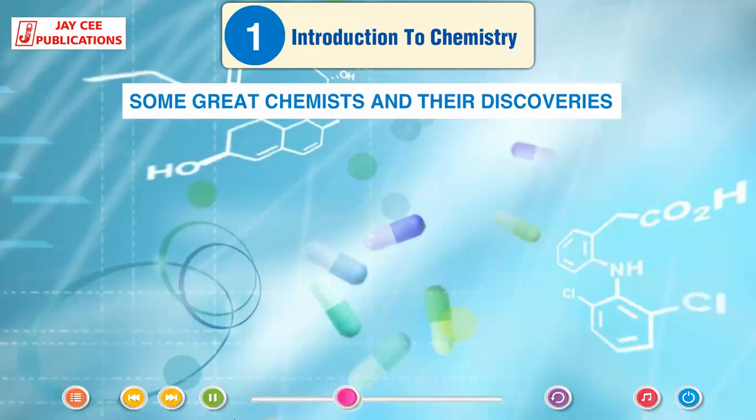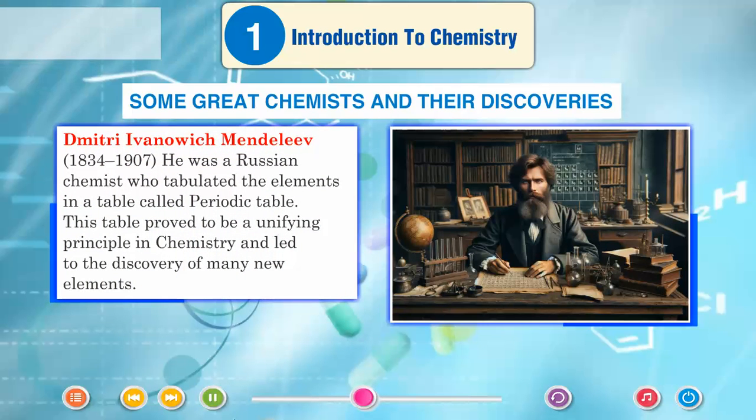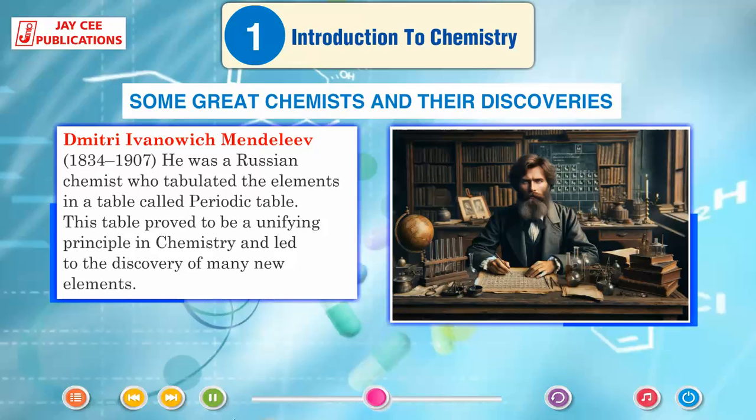Some great chemists and their discoveries. Amedeo Avogadro, 1776 to 1856. He was an Italian chemist who is famous for the discovery of the hypothesis known as Avogadro's hypothesis. He discovered the smallest particle of a substance known as molecule. Dmitri Ivanovich Mendeleev, 1834 to 1907, he was a Russian chemist who tabulated the elements in a table called periodic table. This table proved to be a unifying principle in chemistry and led to the discovery of many new elements.